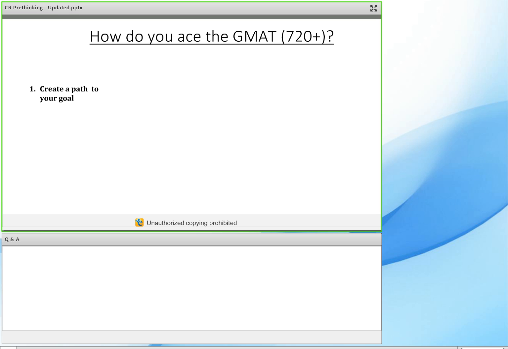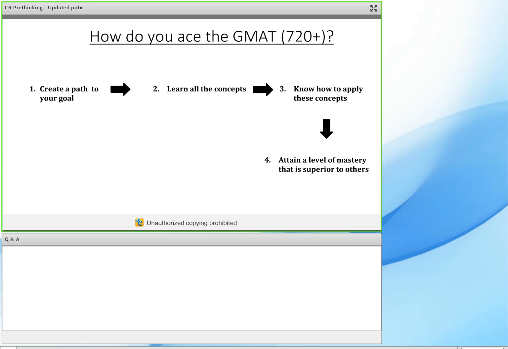The first thing you need to do to be able to achieve this in an efficient fashion is to create a path to your goal. When you create that path, you need to identify which are the areas that you need to focus on, how much time you are going to spend over there, and so on and so forth. Then you need to learn all the concepts that you need to learn. Then just learning the concepts isn't enough, as many of you know. You also must know how to apply those concepts and solve the easy, medium, and hard problems that the test is going to throw at you. And you need to get so good at solving questions or applying these concepts that you attain a level of mastery that puts you in the top 6 percentile or the top 3 or top 2 percentile or so.